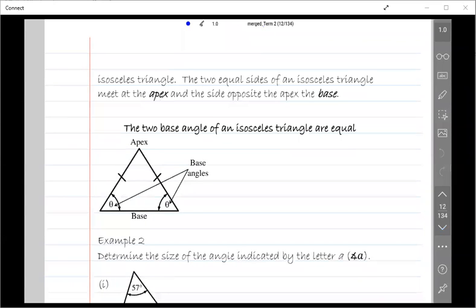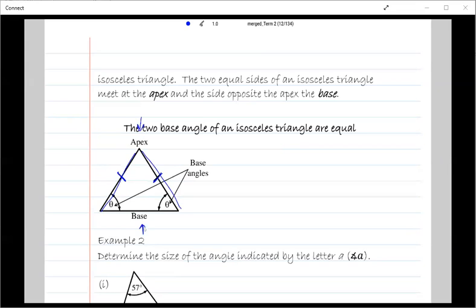So an isosceles triangle is a triangle with at least two sides of equal length. So for this triangle here, these two sides are equal. How do we indicate that the two sides are equal? The strokes on it. The strokes are telling me that these two sides are equal. So the two equal sides of an isosceles triangle meet at the apex. Opposite from the apex is the base. And the two base angles of an isosceles triangle are equal.